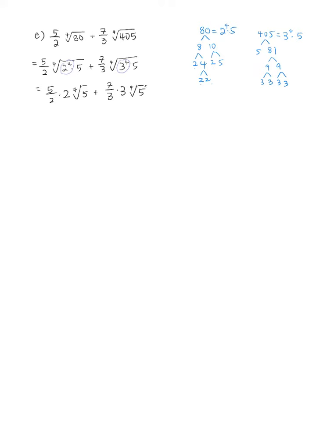All right, so now I think it's looking good. 2 can cancel, 3 can cancel. So this is going to be 5 times the fourth root of 5, and then plus 7 times the fourth root of 5. So this is 5 plus 7 times the fourth root of 5. So this will be 12 times the fourth root of 5.